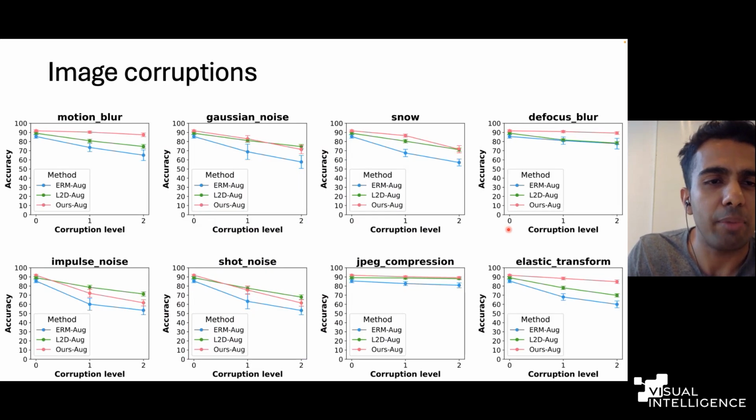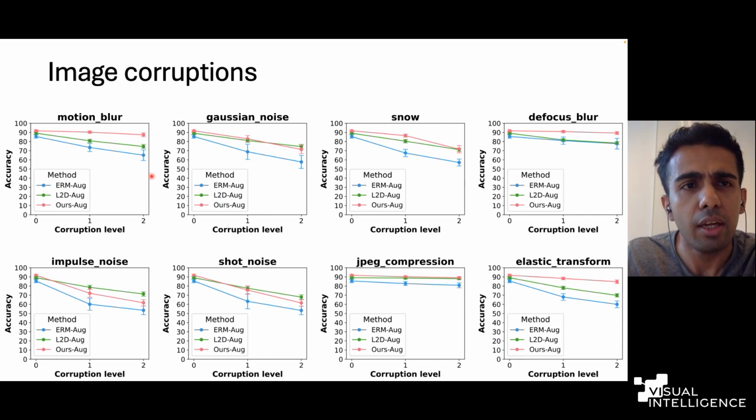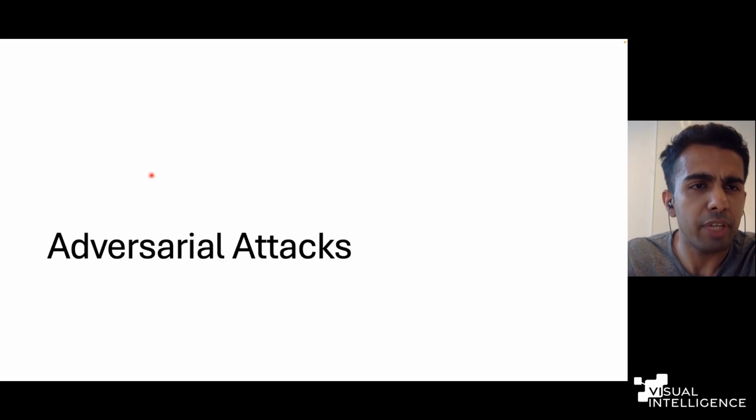If you compare our method to the second best performing method, L2D, and ERM, which is the baseline, our method on average is better. L2D performs better on some things. For example, with these 2 noises, it's slightly better here and here. But other than that, especially if you look at the blurs and elastic transform, our method is better. This was image corruptions. Then moving on to adversarial attacks.